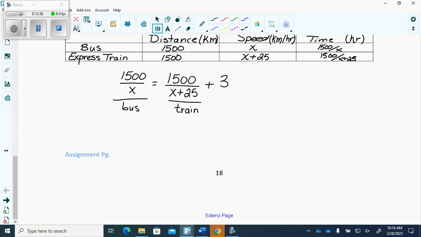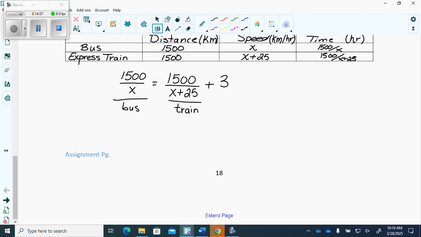If this doesn't make sense, at least make this make sense. Whichever is the faster object, add the time onto it to make them balance. Okay? Add the time onto the faster object. So if the express train is faster, add 3 hours onto it. If we're talking about a boat and a plane, if the plane is faster, I'm going to add the time onto that. So whichever one is faster, I add the time onto it to make the times balance.